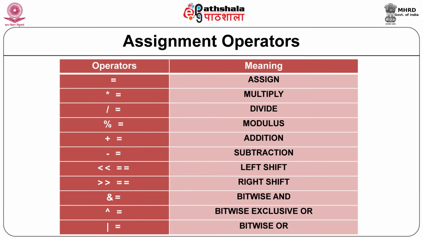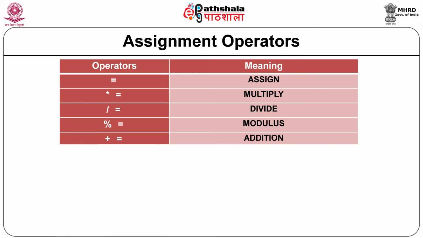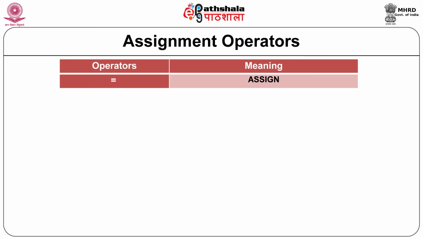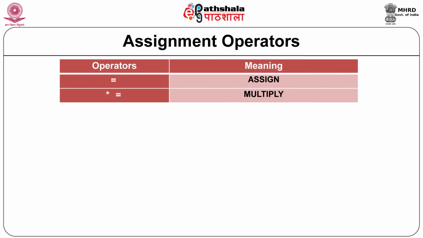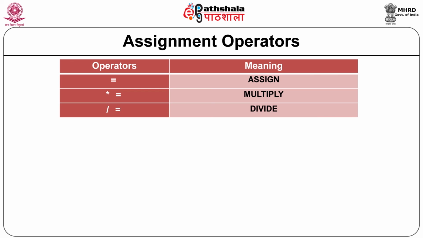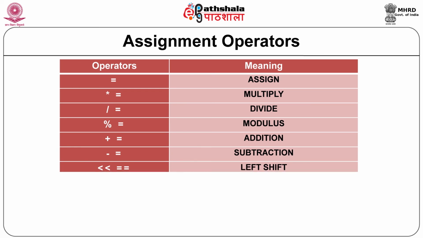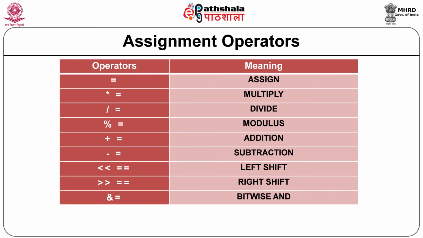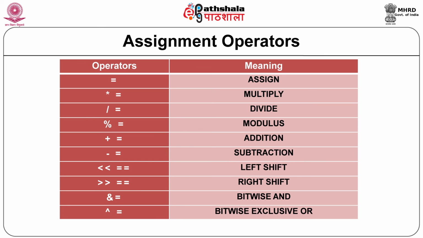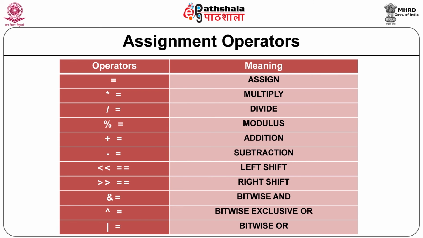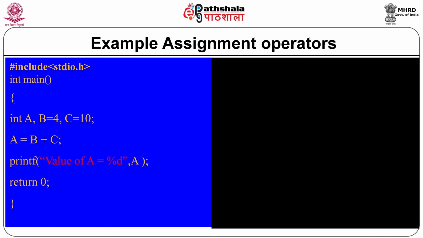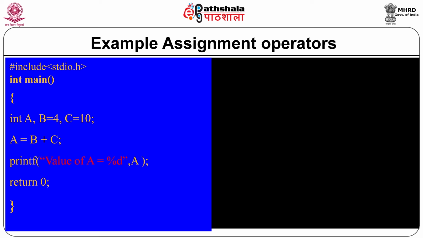Here I have given a list of various assignment operators, like the equal to symbol for assigning, star equal to for multiplication, a symbol for division, modulus, addition, subtraction, left shift, right shift, bitwise AND, bitwise exclusive OR and bitwise OR. So these are the various assignment operators. Now let us see a simple example on the assignment operator.